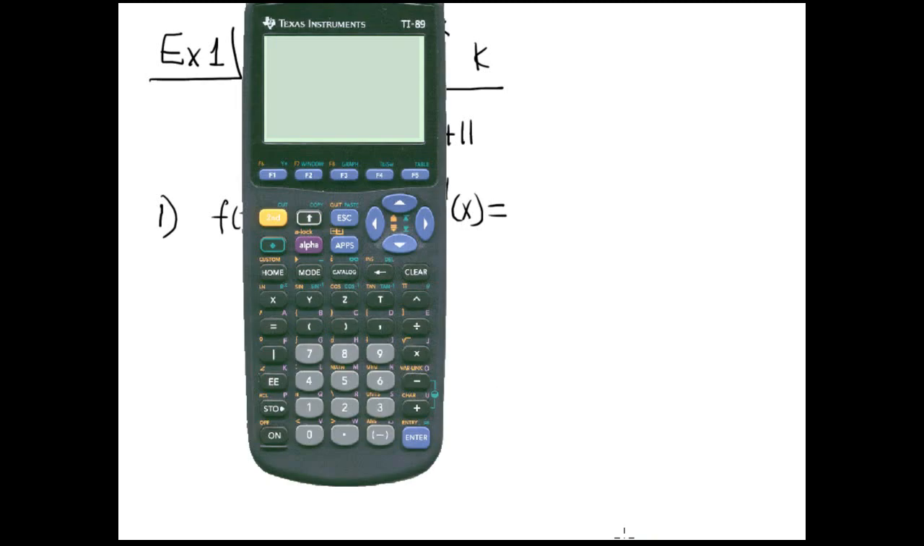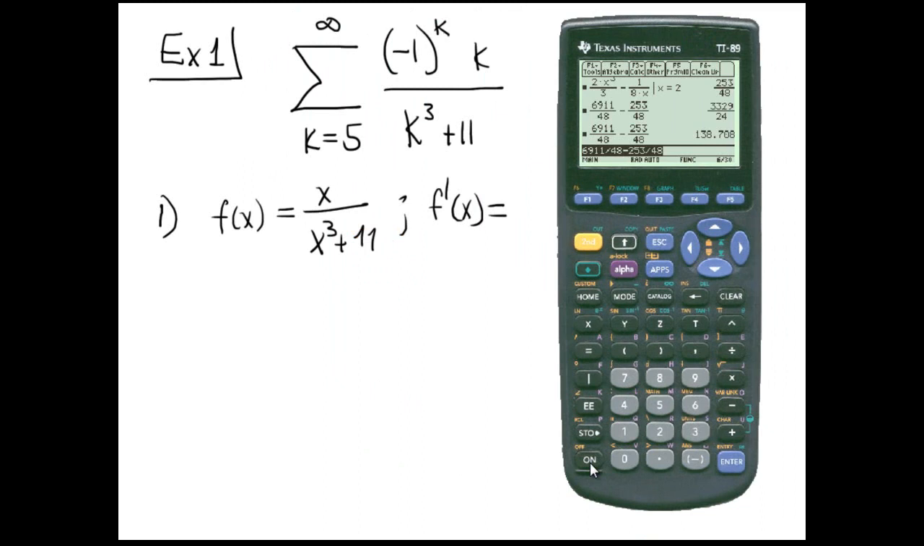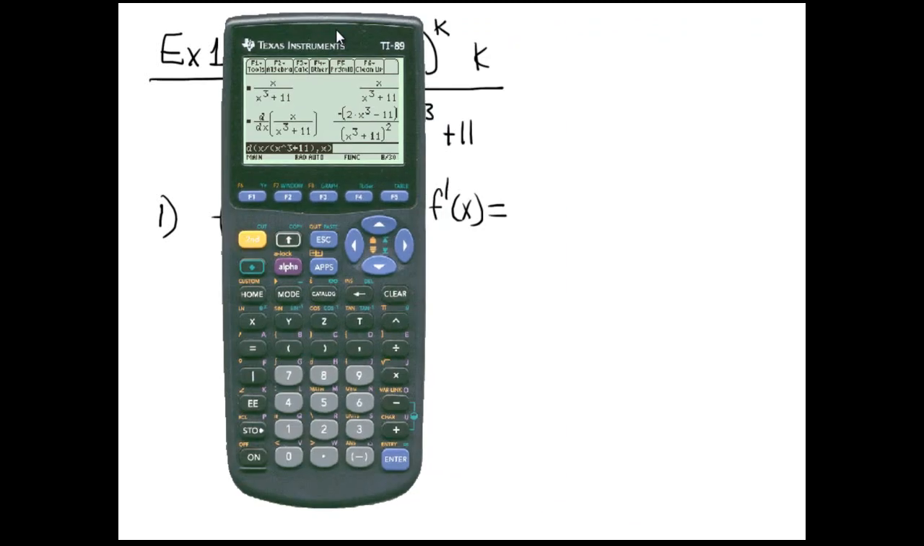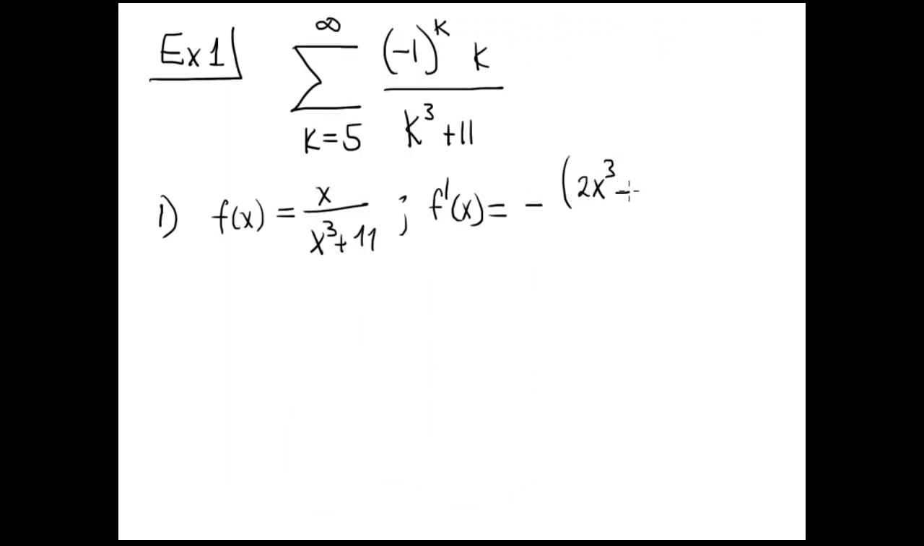Let's see in the calculator. In the calculator you put a function. The function is x over parentheses x cubed plus 11. This is my function. You differentiate that with respect to x. Let me copy this expression. The expression is minus parentheses 2x cubed minus 11 divided by x cubed plus 11, squared. It's all because that part is positive. That part always is negative, but I don't know.